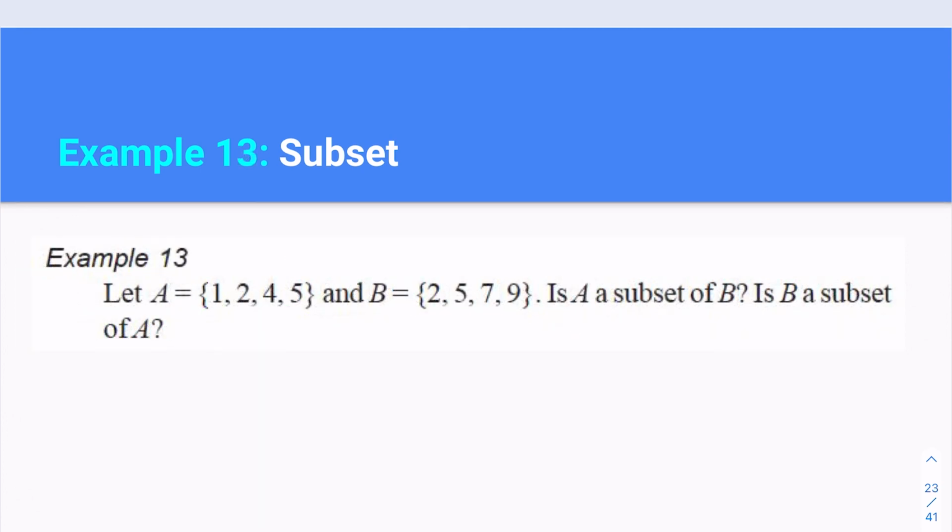In example 13, we're given that A is equal to the set 1, 2, 4, and 5, and B is the set 2, 5, 7, 9. So is A a subset of B? Let's see. A subset of B, question mark. Okay, so let's see. Is 1 in B? I'm looking at the first one. 1 is not in B. So just because of that one alone, we can say no.